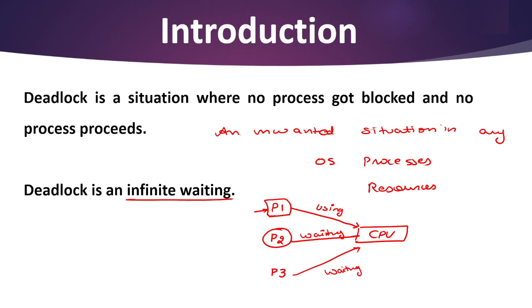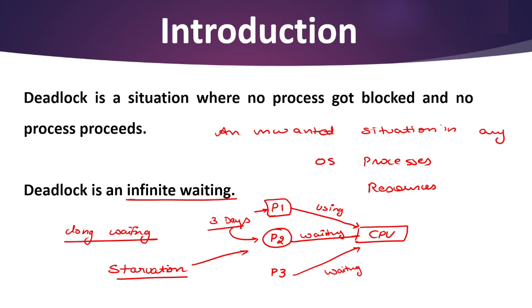Deadlock is an infinite waiting. As I have told you, if P1 is not going to release the CPU, let's say for 3 days, then for 3 days process P2 has to wait. So this is the infinite waiting, or we can say it is the long waiting. Sometimes in an operating system, the long waiting or infinite waiting is also known as starvation. Because of deadlock, our system may enter the starvation situation.